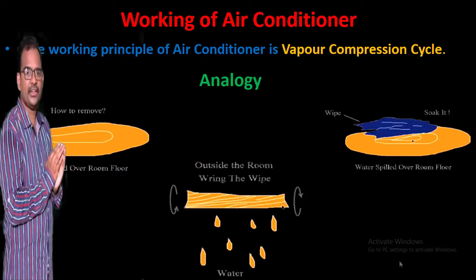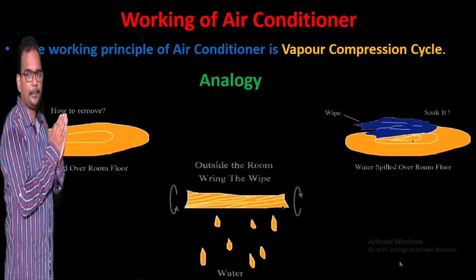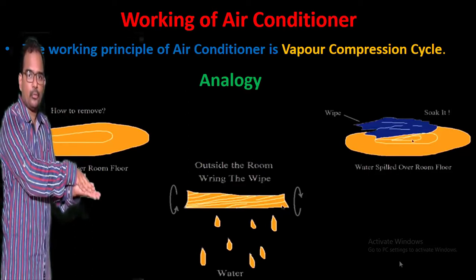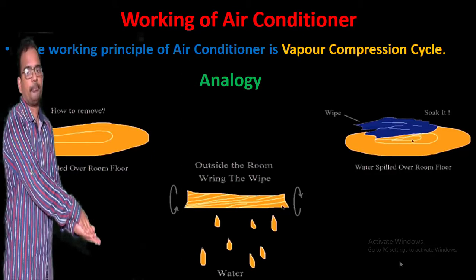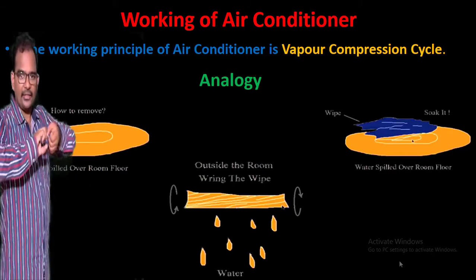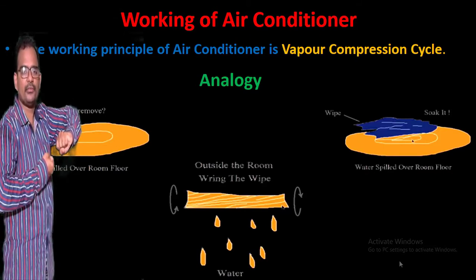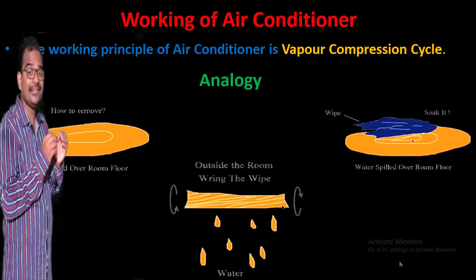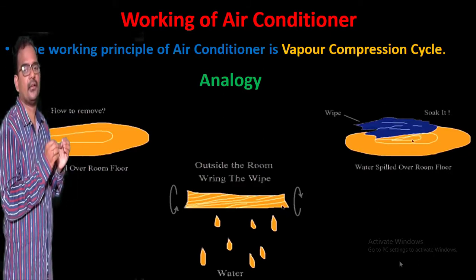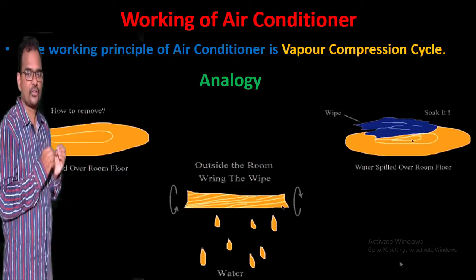So what you are doing here, whenever water gets spilled on the floor, you are taking a wipe and soaking that wipe with the water on the floor, and then you are taking that cloth to the outside and wringing it. When you wring it, automatically the water absorbed by the wipe will get removed.